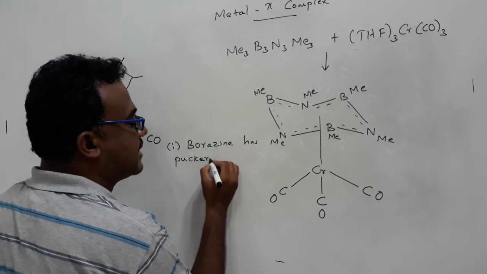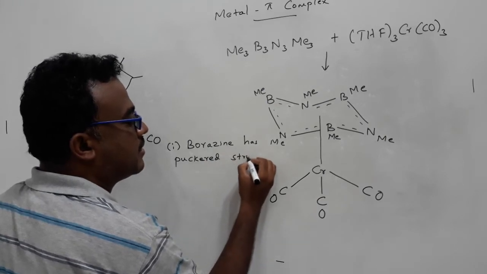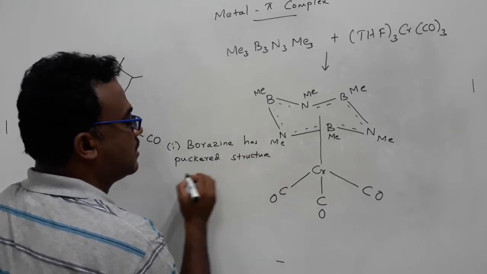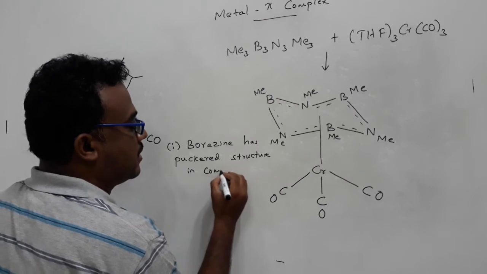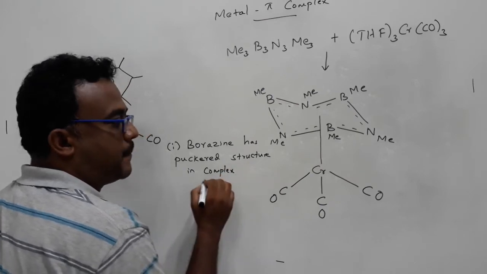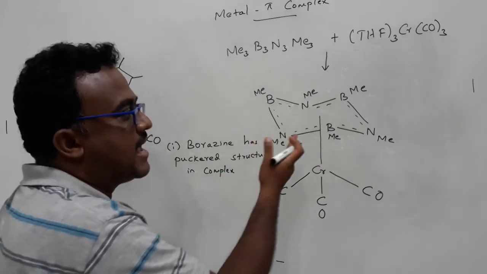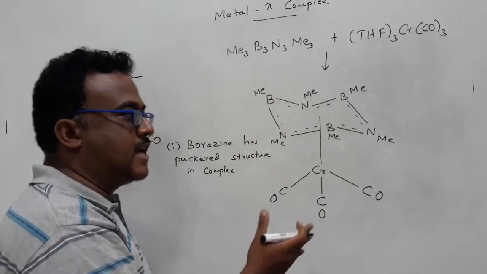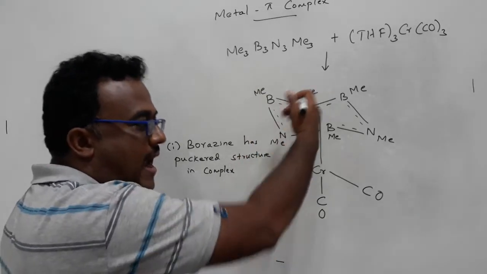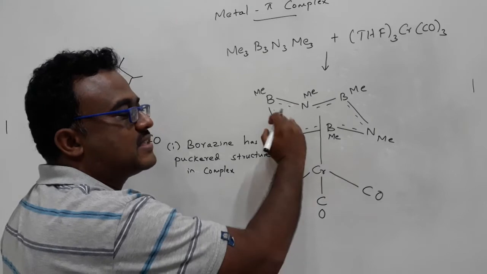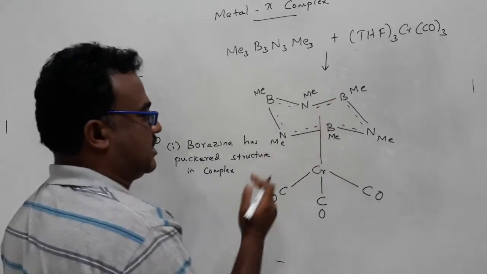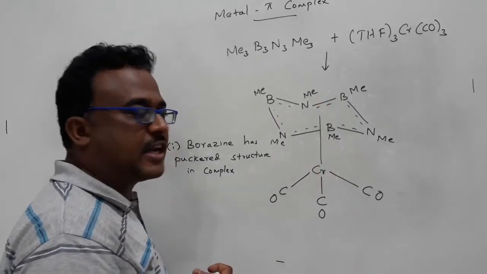Hexamethylborazine has a puckered structure in the complex. Free hexamethylborazine has a planar structure, but when coordinated with chromium, it changes to a puckered structure. Why did it change to a puckered structure?